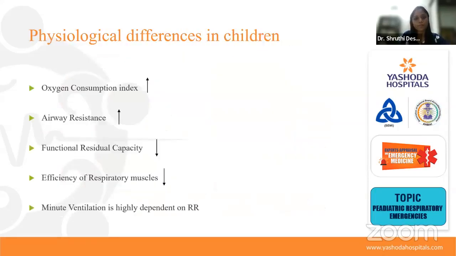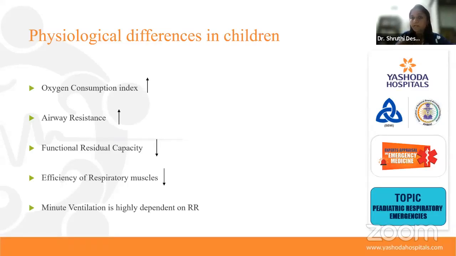Coming to the physiological differences, children are more prone to develop severe hypoxemia, respiratory distress, and respiratory fatigue for the following reasons. First, they have a high oxygen consumption index and high airway resistance. High airway resistance is because of narrowing of the upper as well as lower airways. So they have more chances of upper or lower airway obstruction, causing severe hypoxemia and respiratory distress, as well as a decrease in functional residual capacity.